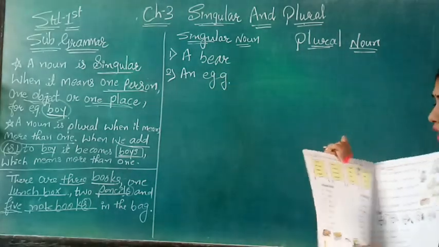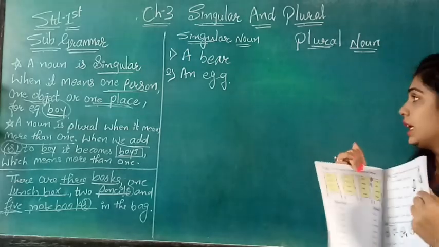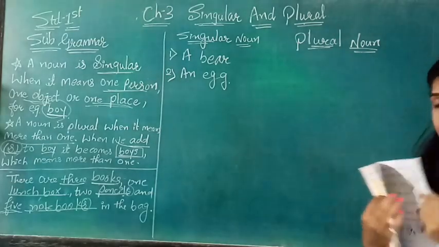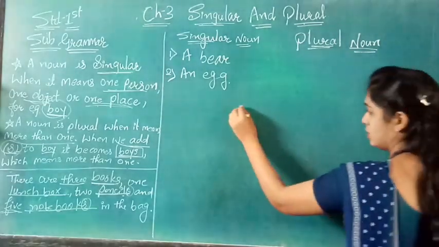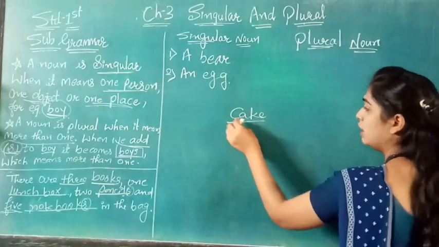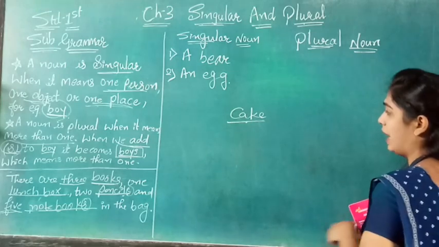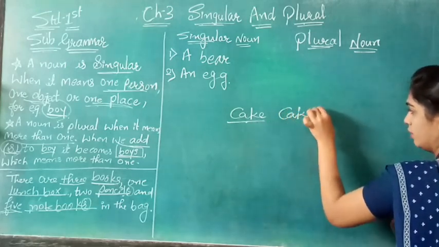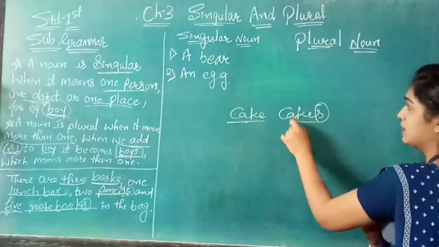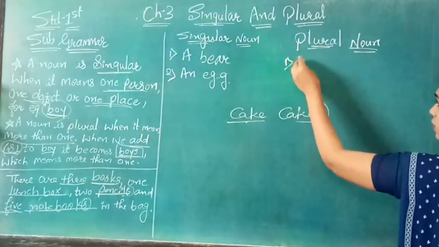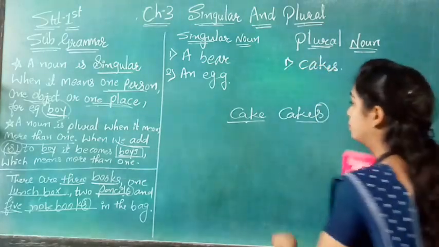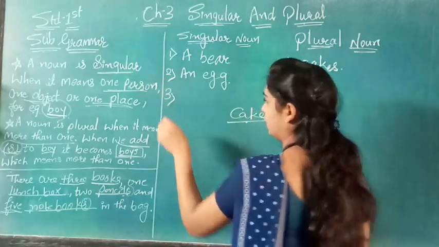Okay, now see, third one we have given cakes. Cakes, at the last, see what letter comes? It comes S. And cake, if it is written like this, children, C-A-K-E, then this will be singular, right? Because only one cake. But if we write cakes with S, here we have given so many cakes. That's why we will write this in plural. See, right here, cakes.